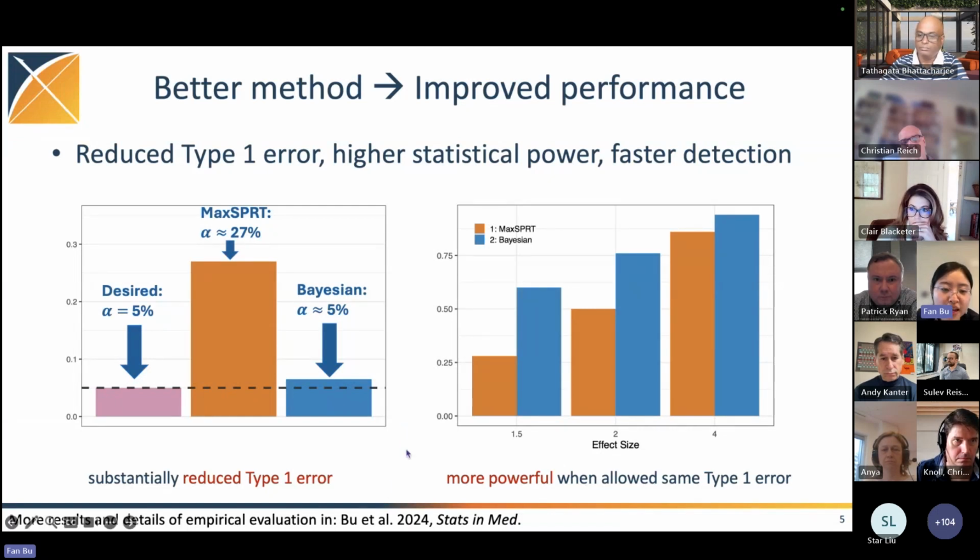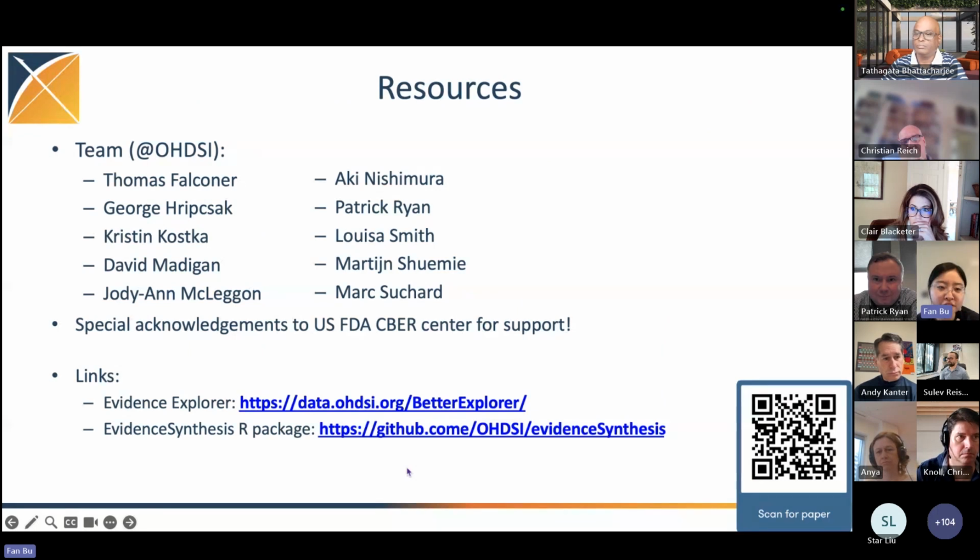Now, this is actually my last slide, but I want to conclude and emphasize that this is a team effort with a lot of collaborators and data partners within OHDSI and with collaboration with regulatory agencies like the US FDA. If you're interested, please check out our R-Shiny app for all the evidence that was produced in our paper. We have also implemented the method in the EvidenceSynthesis R package, which is part of the Hades software suite as well. And here's a barcode for our paper.